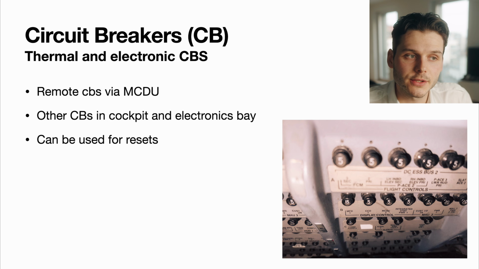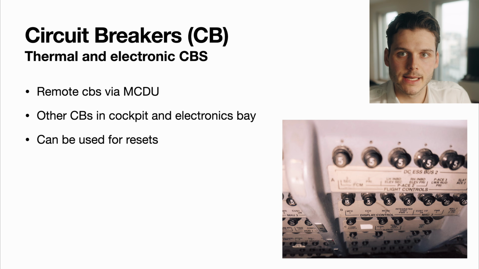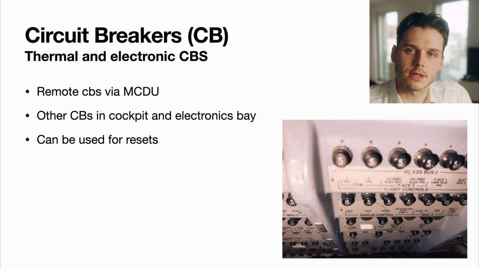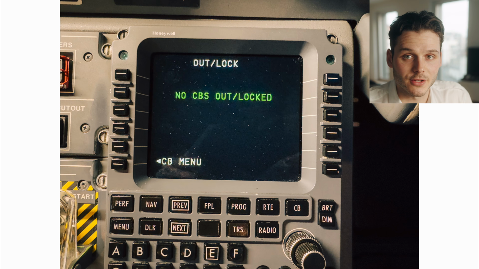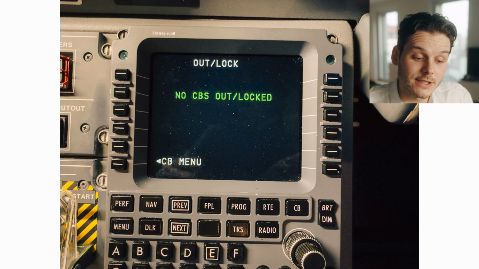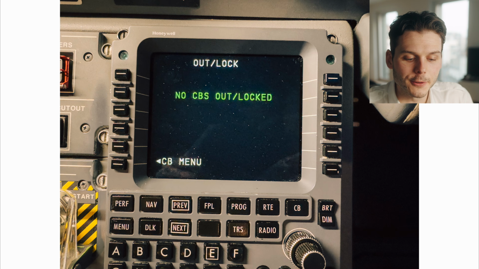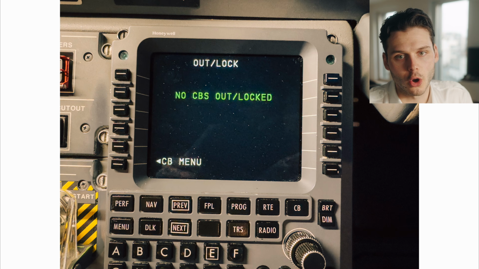So if a full system is faulty or a computer has any kind of problem, we can use the CBs in accordance with our QRH and obviously our maintenance personnel to reset a system, much like you do when you have a problem with your computer. You switch it on and switch it off again. This is something we regularly do. And this is the CB page on the MCDU. This is a perfect condition. No CB out and locked.